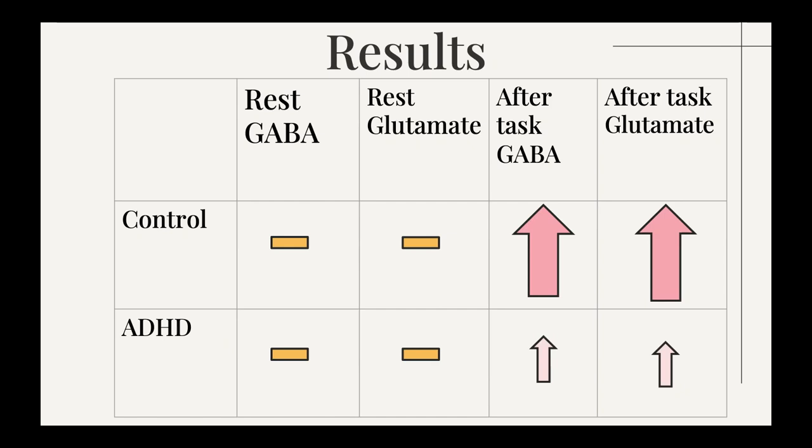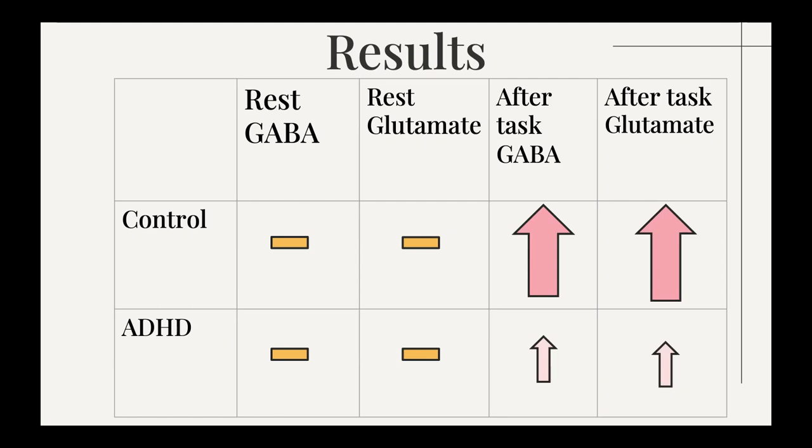Now that we have established that, let's specifically focus on what happens when the participants were active in the attention control tasks. As we can see with the GABA levels, there is a significant increase from the normal individuals, shown with a large arrow. On the contrary, the GABA levels for the individuals with ADHD have a significantly smaller increase, which is shown by the smaller arrow.